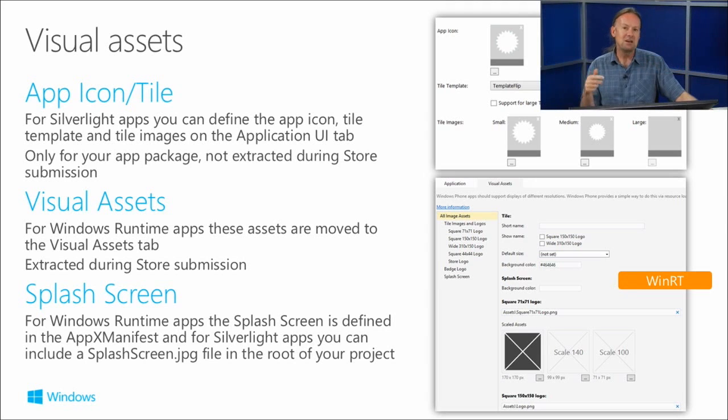For Silverlight apps, there's nothing in the manifest about the splash screen. If you want one in a Silverlight app, and you don't have to have it, you have to have a file called splashscreen.jpg in the root of your project, and then it will be used as a splash screen. Also, for the splash screen you can supply different versions for the different screen resolutions: WXGA, WVGA and 720p. If you've got a 1080p phone, that uses the 720p version.